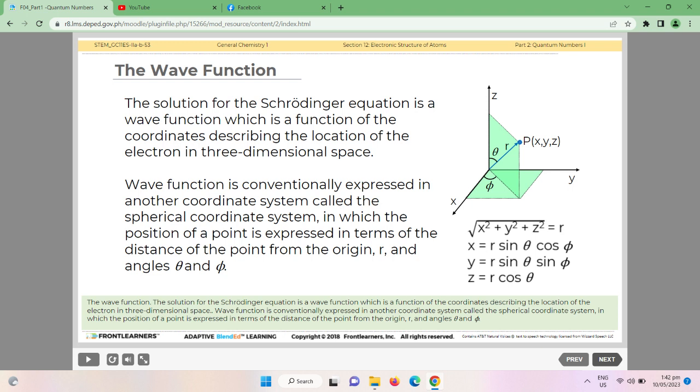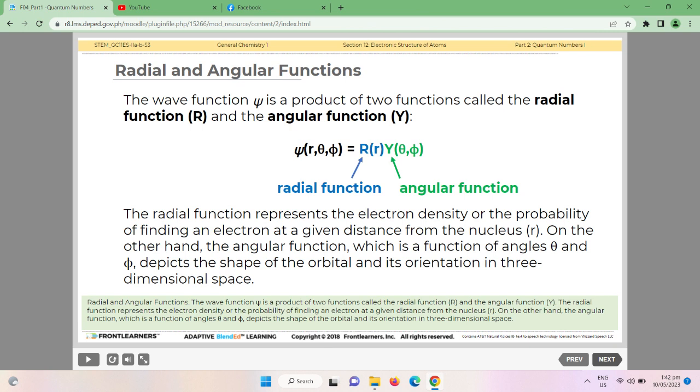Wave function is conventionally expressed in another coordinate system called the spherical coordinate system, in which the position of a point is expressed in terms of the distance of the point from the origin, r, and angles theta and phi. Radial and angular functions. The wave function psi is a product of two functions called the radial function, capital R, and the angular function, capital Y.